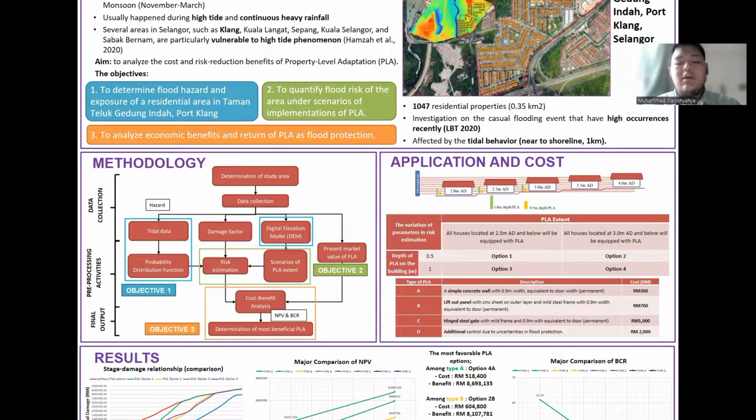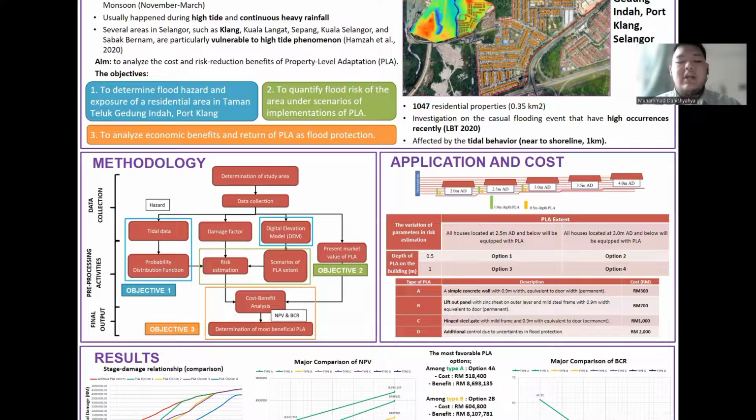Then all this data will be processed and analyzed to produce estimated data such as the probability distribution function, PDF, and flood risk. After that, this processed data will be used in cost-benefit analysis to determine the effectiveness of PLA in terms of net present value, NPV, and benefit cost ratio, BCR, in order to determine the most favorable PLA to be implemented in the area.